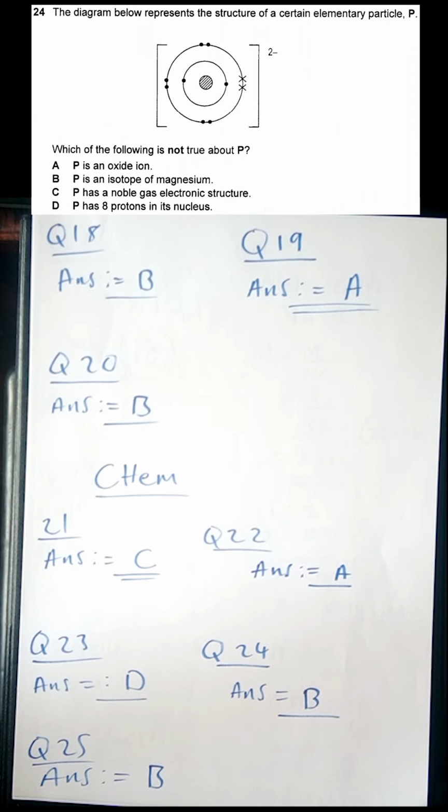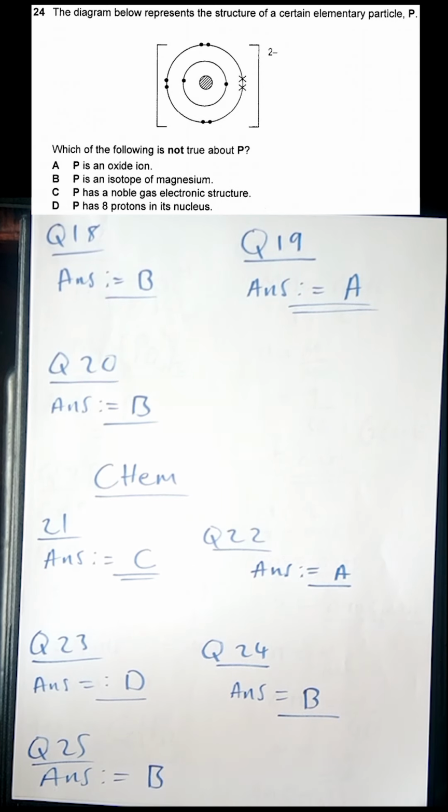Question 24. The diagram below represents the structure of a certain elementary particle. Which of the following is not true about P? The answer is B there. P is an isotope of magnesium. That is not true, but the rest are true. So the answer is B.